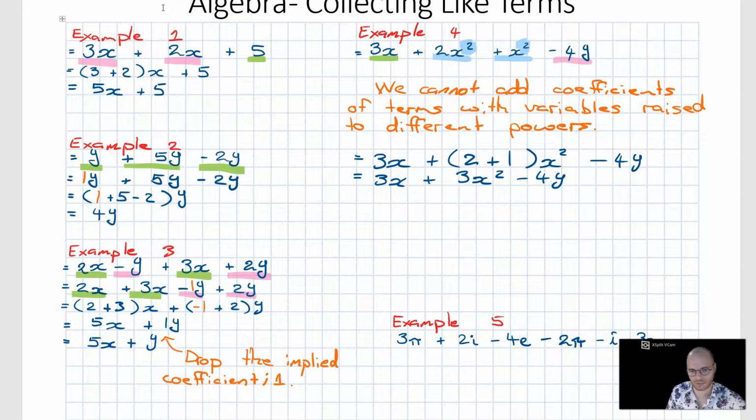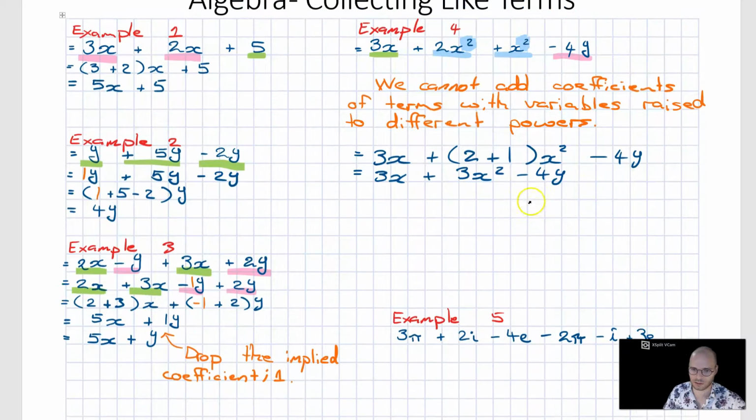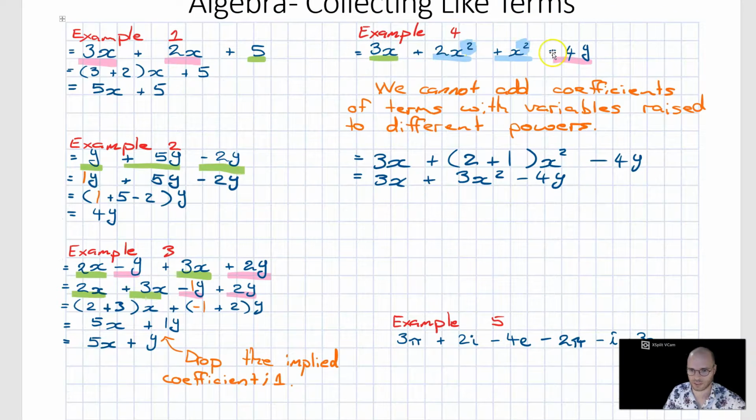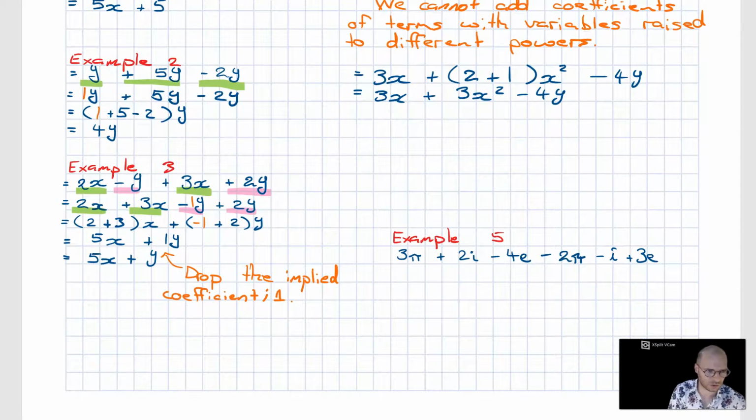And we are done. We cannot simplify, or we cannot collect any further terms to make this smaller. Rather, we have to represent this expression using 3 terms. But it's better than the 4 terms we started with. So not too bad. Now, example 5.